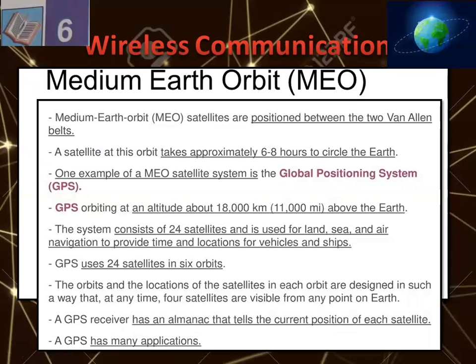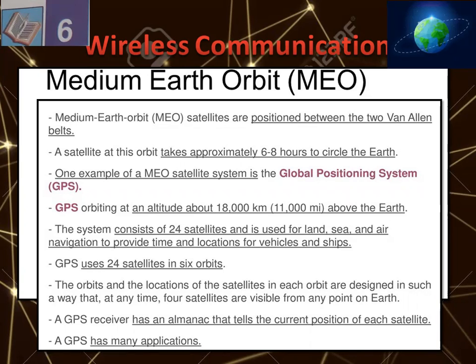Medium Earth orbit MEO satellites are positioned between the two Van Allen belts. A satellite in this orbit takes approximately 6 to 8 hours to circle the Earth. One example of a MEO satellite system is the Global Positioning System, GPS, orbiting at an altitude of about 18,000 km, or 11,000 miles, above the Earth. This system consists of 24 satellites and is used for land, sea, and air navigation to provide time and location for vehicles and ships. GPS uses 24 satellites in 6 orbits.